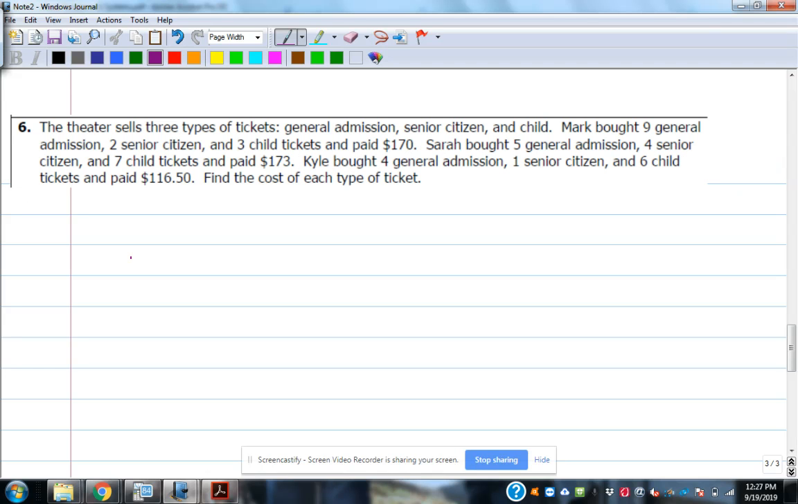Selling 3 different kinds of tickets: general admission, senior citizen, and child. So the first sentence defines all our variables for us. We want to call general admission X, senior citizens Y, and child Z, that's fine. Or if you want to use A, B, and C, or whatever letters you want, it doesn't matter. I'm going to use X as general, Y is senior, and Z is child.